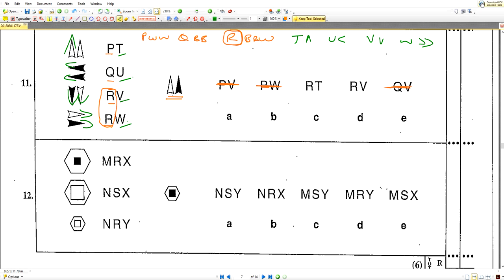So if you look at our shape, it's pointing up. So the up one was the T shape again over here. So we have R and T. R and T. It'll have to be C.